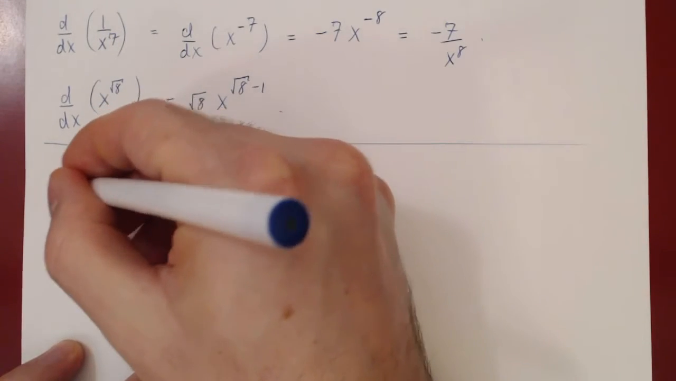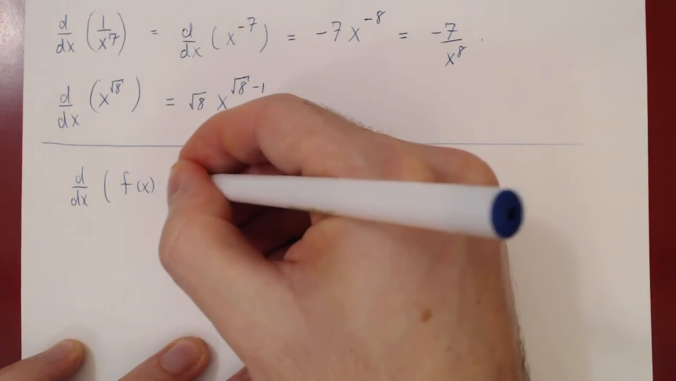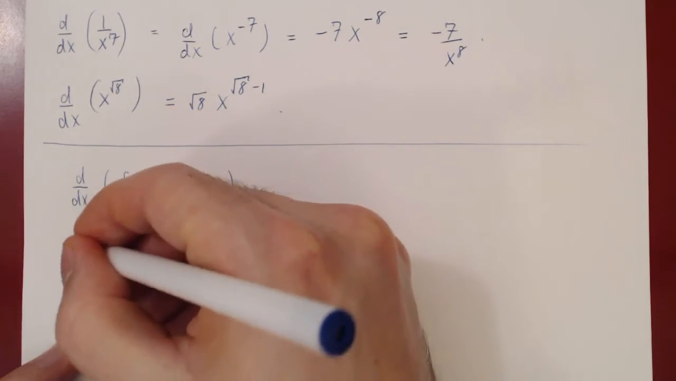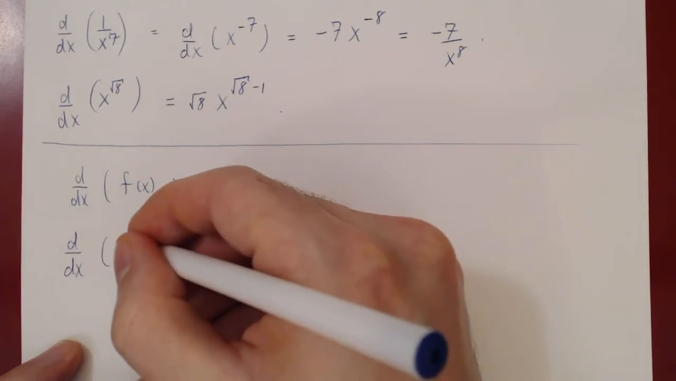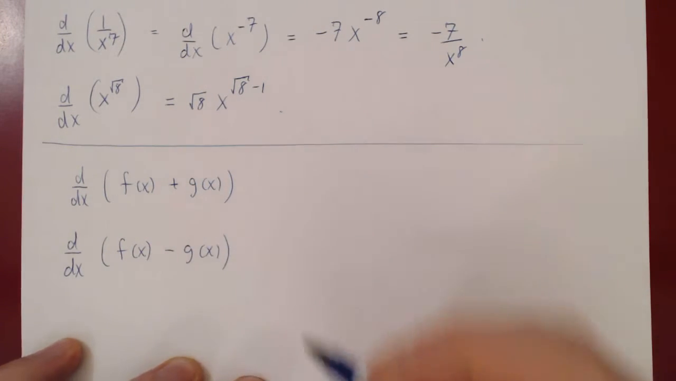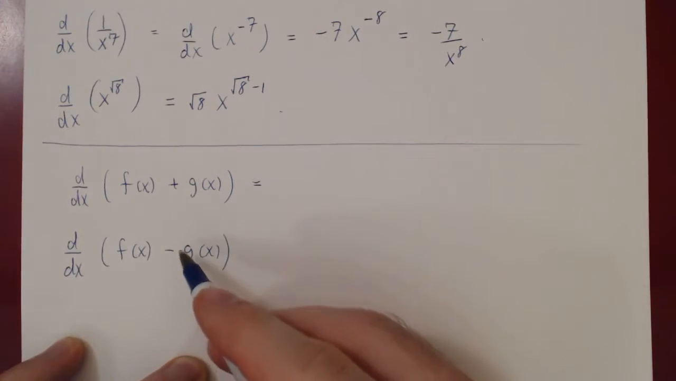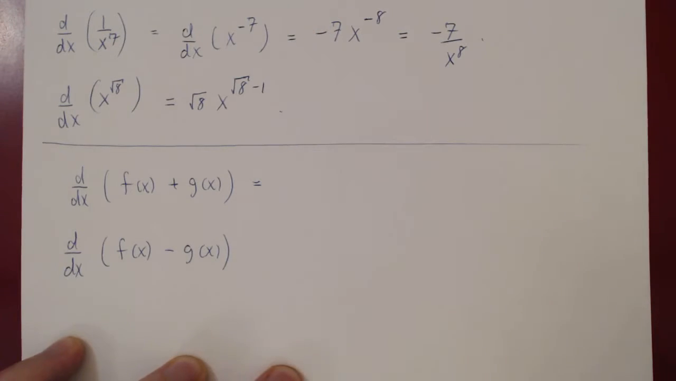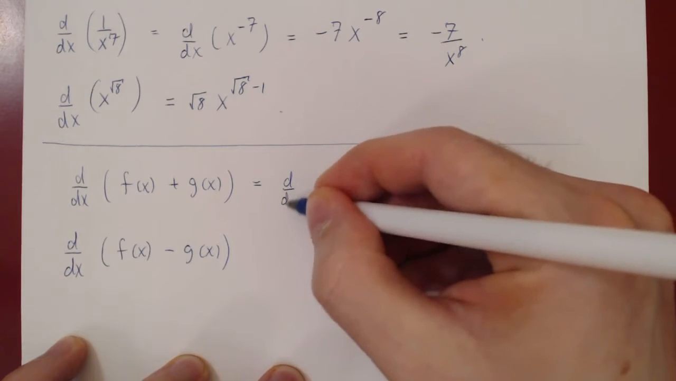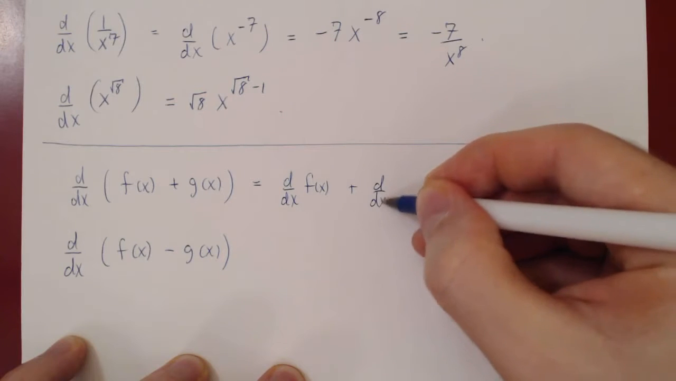So what if we have the derivative of f of x plus g of x? Or what if we have the derivative of f of x minus g of x? Well, the result says that the derivative of a sum or a difference is the sum or difference of the derivatives. So this will be the derivative of the first function plus the derivative of the second function.